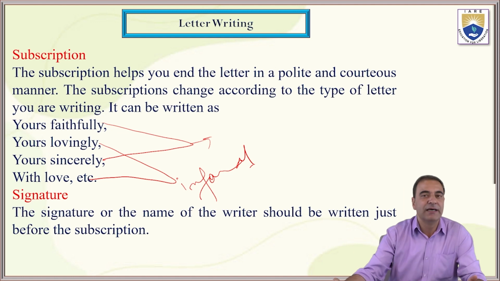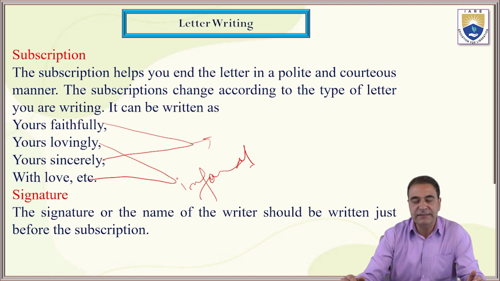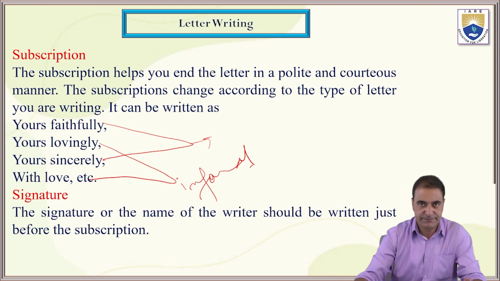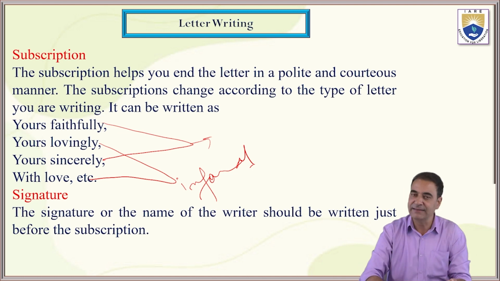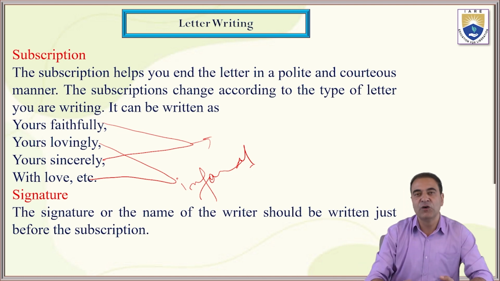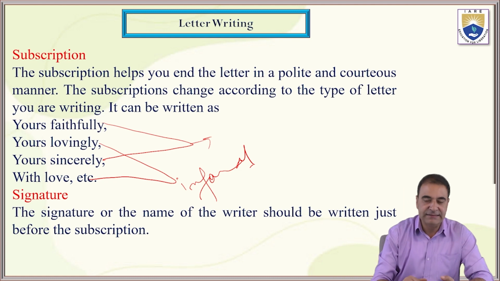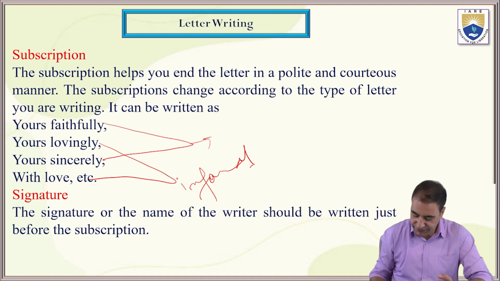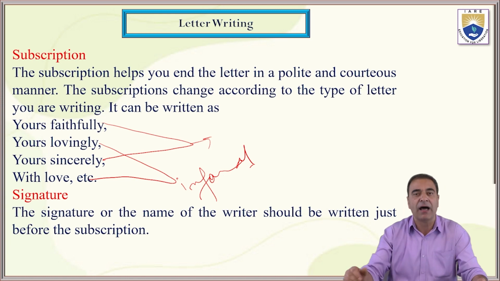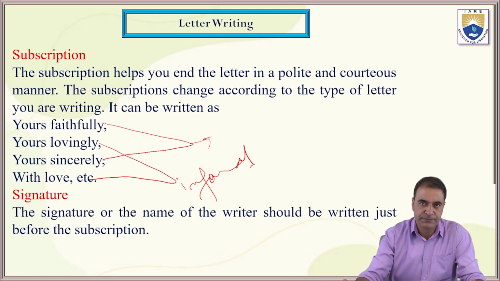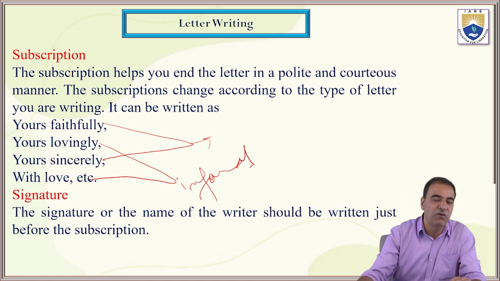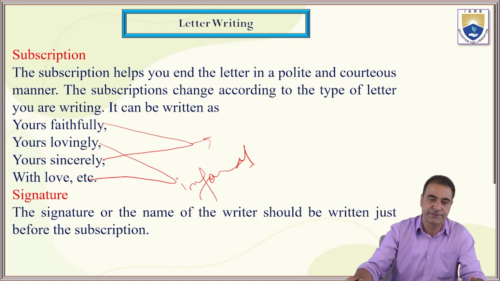These are some common elements which you will find in every kind of letter. The first is the sender's address, then it's followed by the date, and the date is followed by the salutation, and the salutation is followed by the main body, and the main body is followed by subscription and then signature. These are the different parts which you will find in every kind of letter.